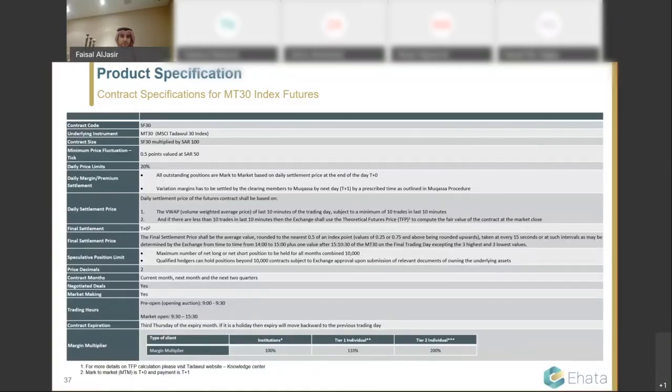contract months, Thursday of the expiry month. If it's a holiday, then expiry will move backward to the previous trading day. And you can see also down there the margin multiplier: institutions at 100%, tier 1 individuals as defined, 133, tier 2, 200. So this is some useful information.